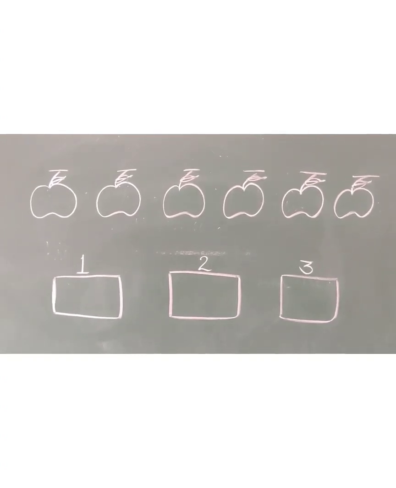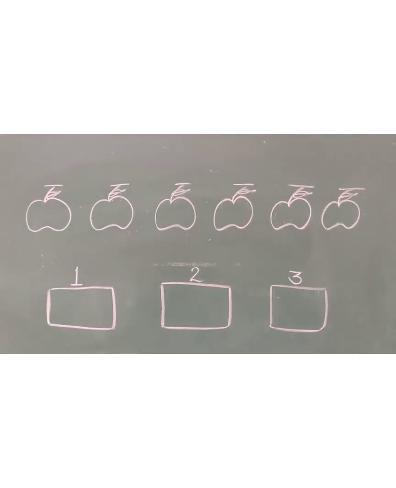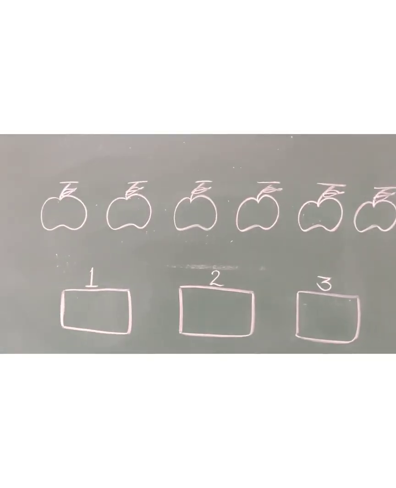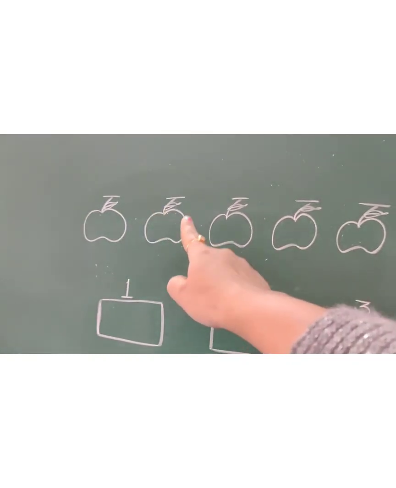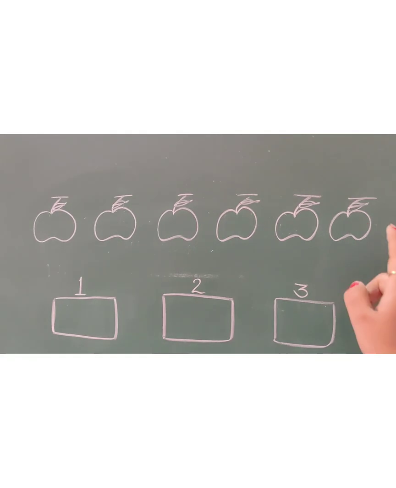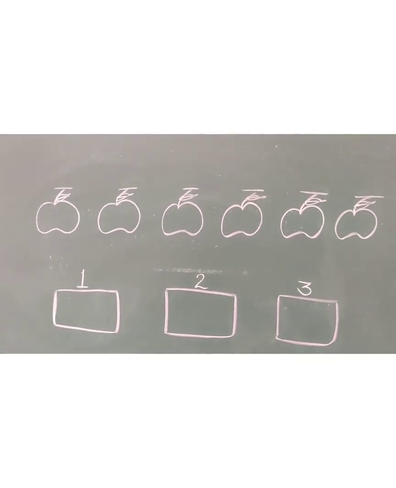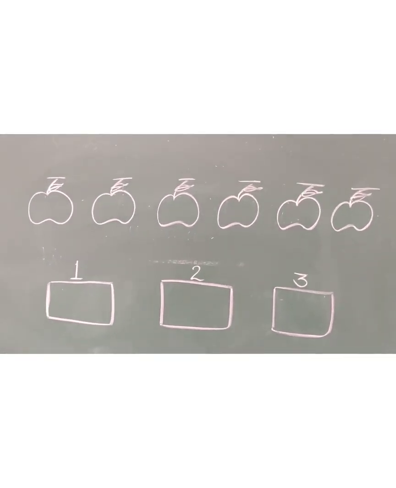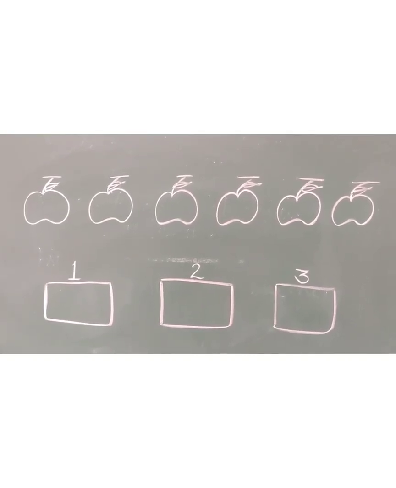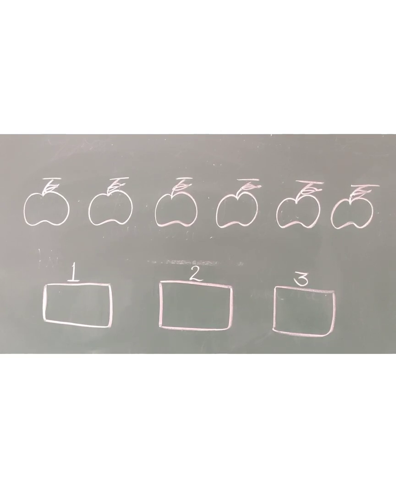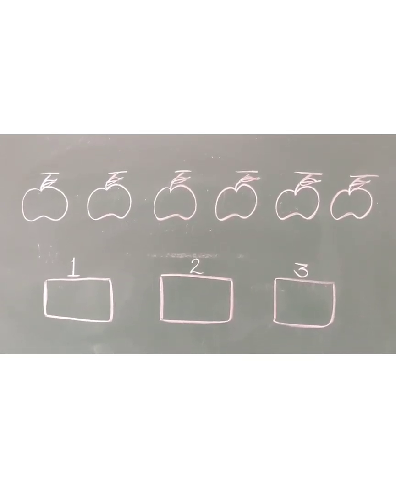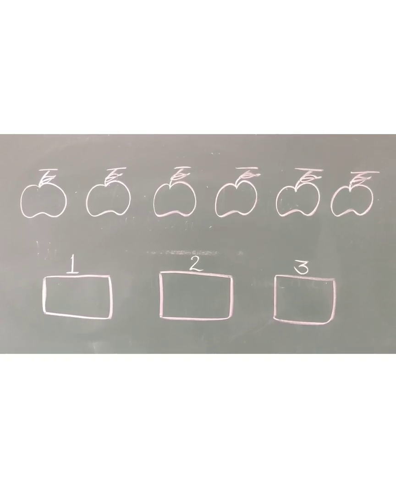Here we have got some apples with us. Let's count how many apples are there. We have 1, 2, 3, 4, 5, 6. How many apples are there? We have got 6 apples. And we have to divide these 6 apples equally in 3 groups. So how can we divide them equally in 3 groups?